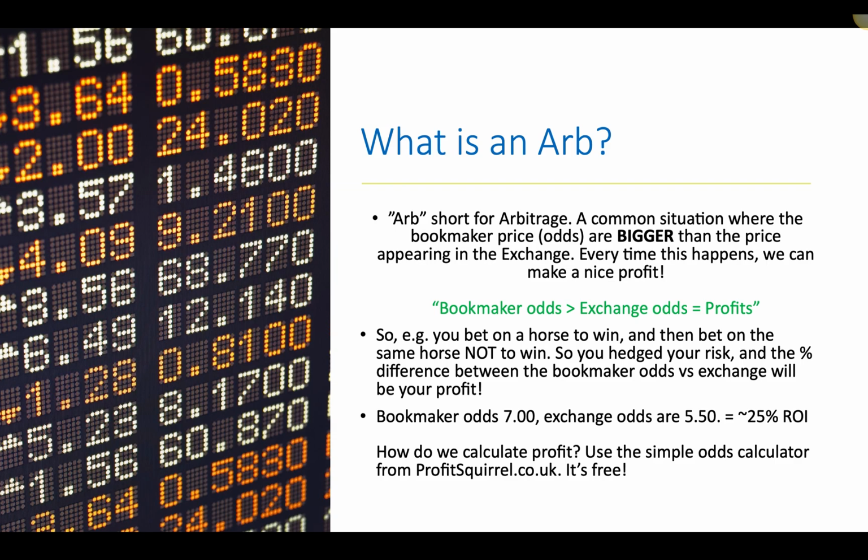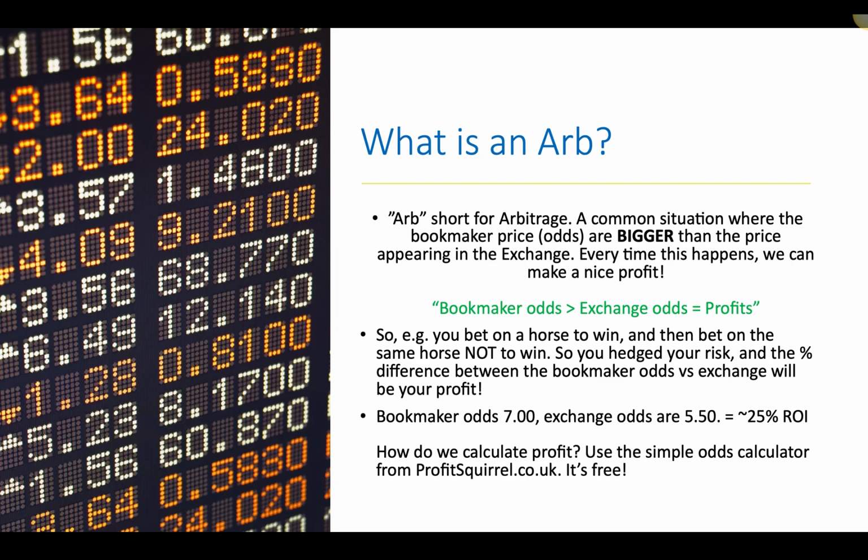So what is an Arb? Well, Arb is short for arbitrage. And arbitrage is basically a common situation where a bookmaker, say for example Paddy Power or Bet365, their odds are bigger than the price that appears in a betting exchange. An exchange commonly people use is Betfair. Every time this happens, we can make a nice profit. So essentially every time the bookmaker odds are greater than the exchange odds, we'll make a profit.